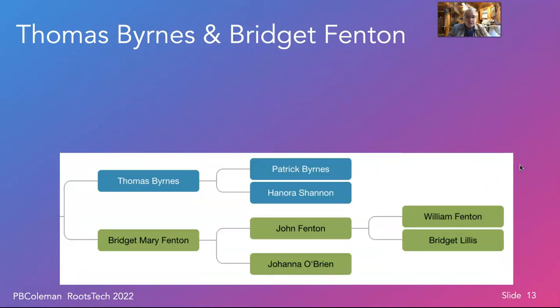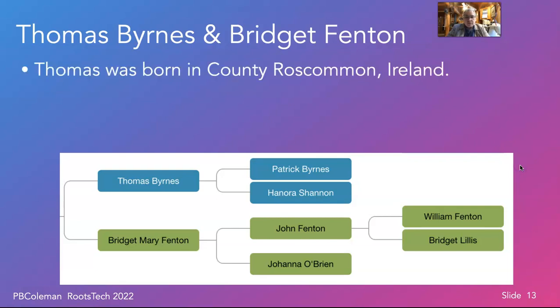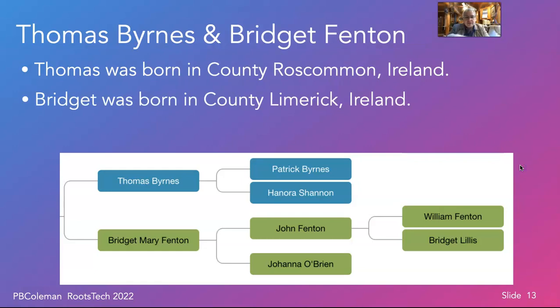So to look more at Thomas and Bridget's family, Thomas's parents were Patrick Byrne and Honora Shannon, and Thomas was born in County Roscommon. Bridget's parents are John Fenton and Joanna O'Brien, and Bridget was born in County Limerick. We also know Bridget's father's paternal grandparents, William Fenton and Bridget Lillis.